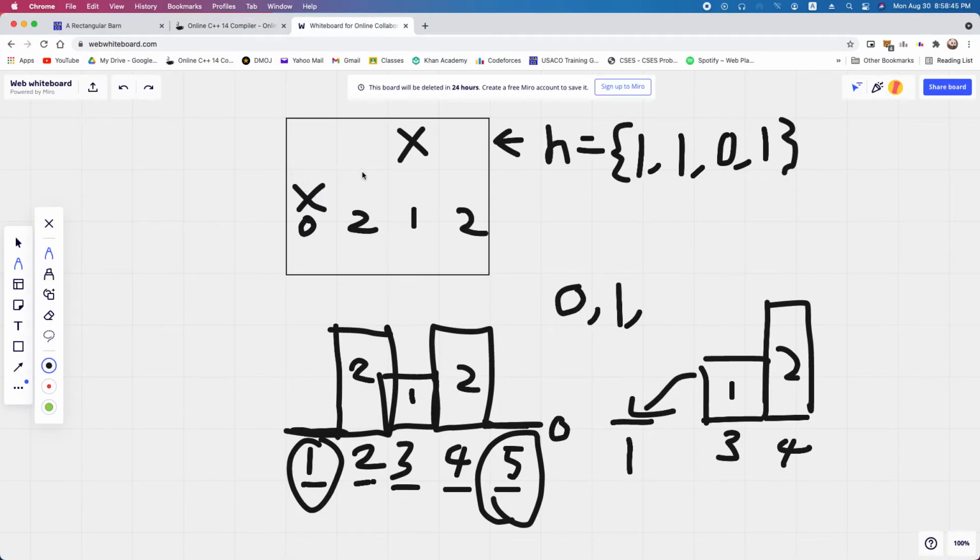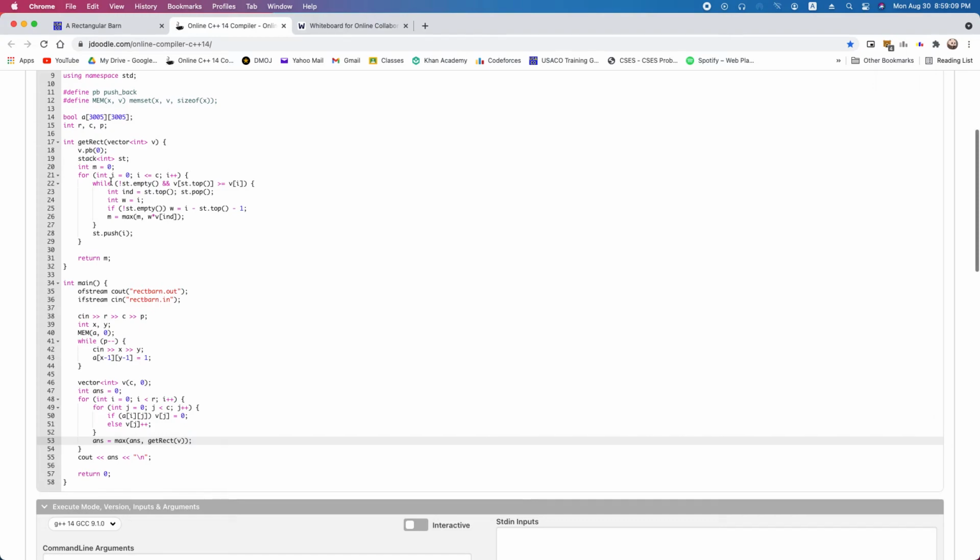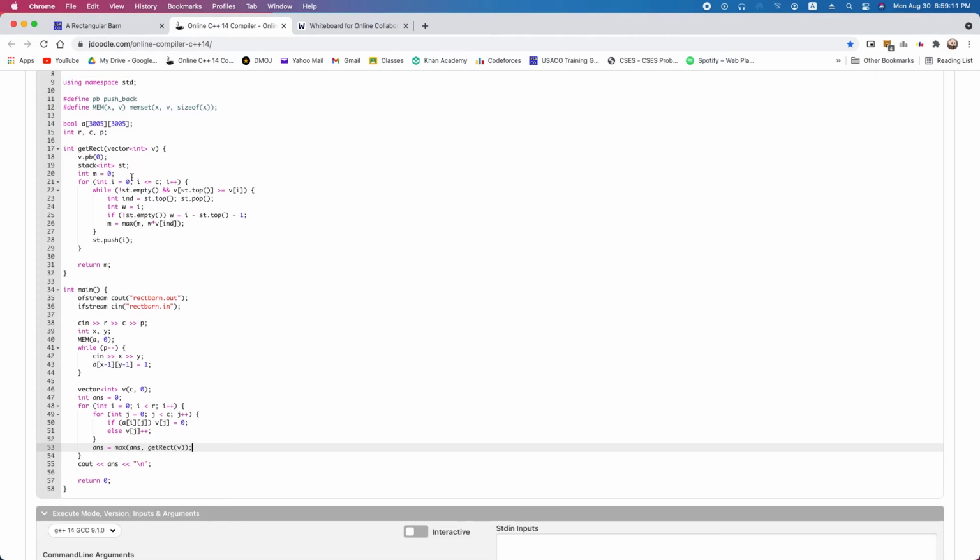So basically, like what we did here, if it's an empty grid, we should increase the total height of this current column by 1. Otherwise, if it's blocked off, it should become 0 again because we cannot form any rectangles on an obstacle. And then for each of these rows, we will get the maximum rectangle. So this maximum rectangle will find the answer in O(n) time.